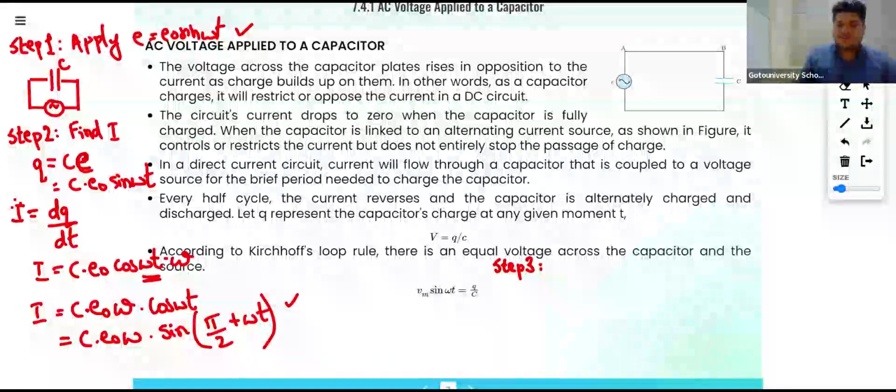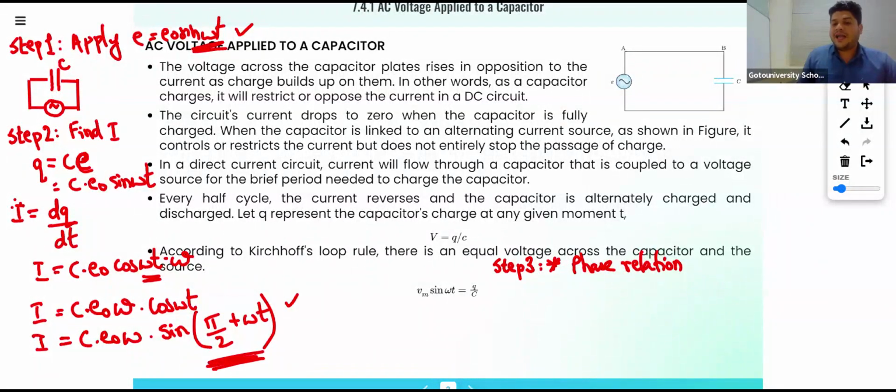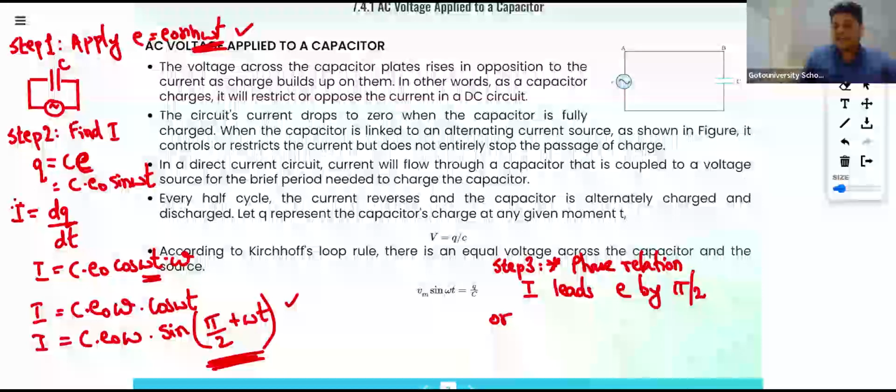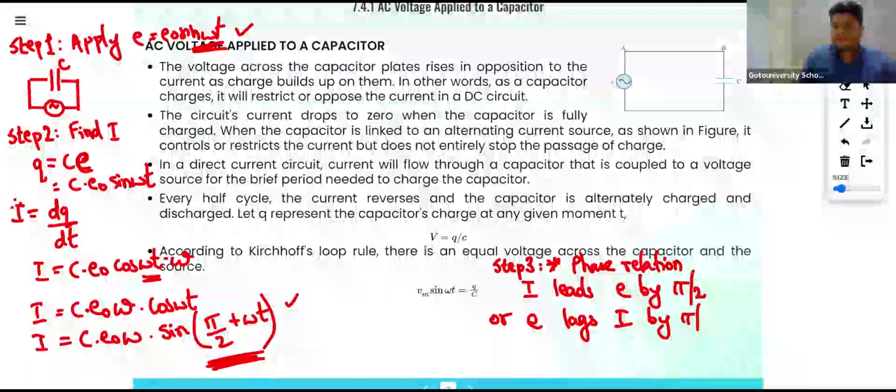In our step number 3, we are finding three things. First will be the phase relation. The voltage is E equal to E naught sine omega t, and current will be C E naught omega sine 90 plus theta. That means current will lead EMF by an angle of 90 degrees. So here you will write current leads EMF by 90 degrees, or you can write that EMF lags current by pi by 2. This was our phase relation.